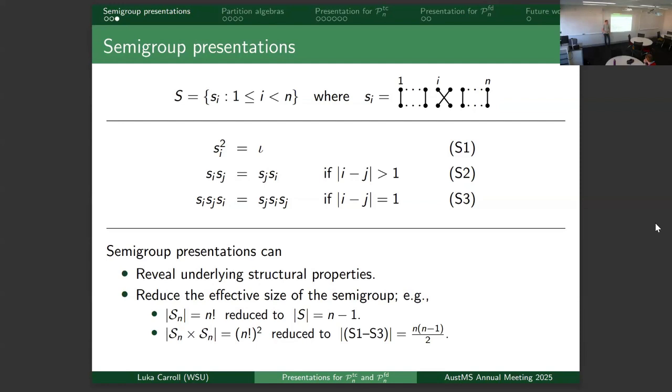This is particularly useful when we want to apply the semigroup in different applications. We want to find representations of the semigroup or use it to define actions. It's much simpler if we can work with these much smaller sets as opposed to these very big ones.